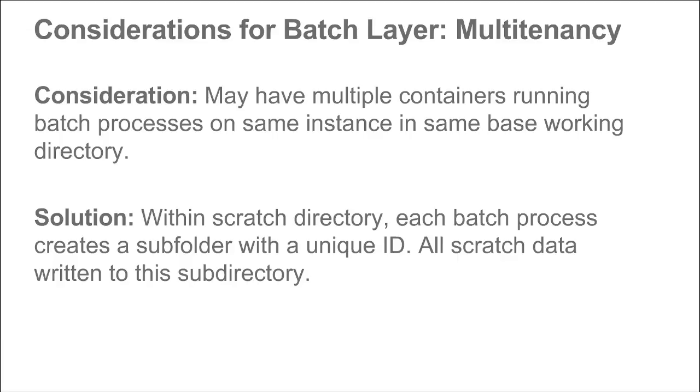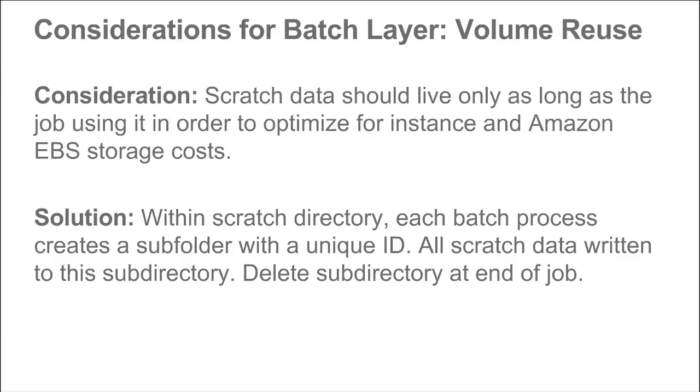A solution here that we found works very well is you build a lightweight wrapper around your core executable. Within the scratch directory, each batch process, the very first thing it does before it submits the main executable or process to run, is create a subfolder with a unique identifier. Then you pass that subfolder as your new scratch directory, and all scratch data ends up being written to that directory. What's really nice is the idea of volume reuse just naturally falls out from here.